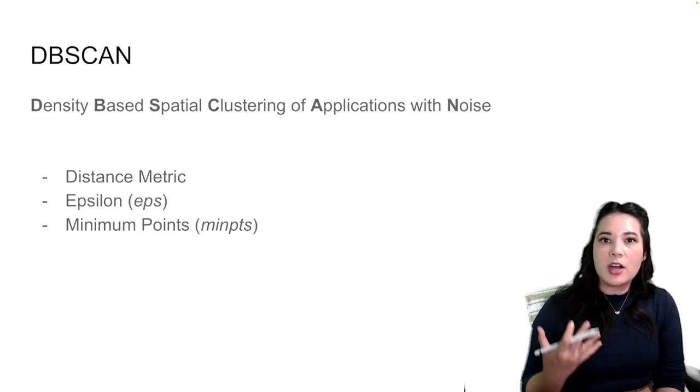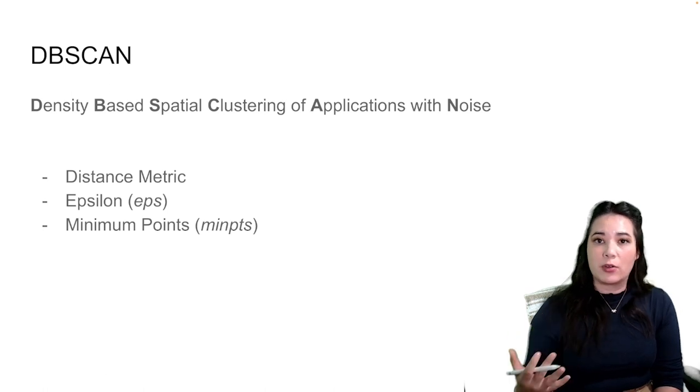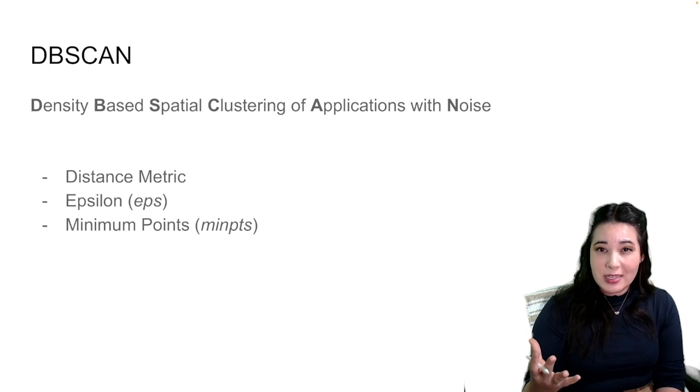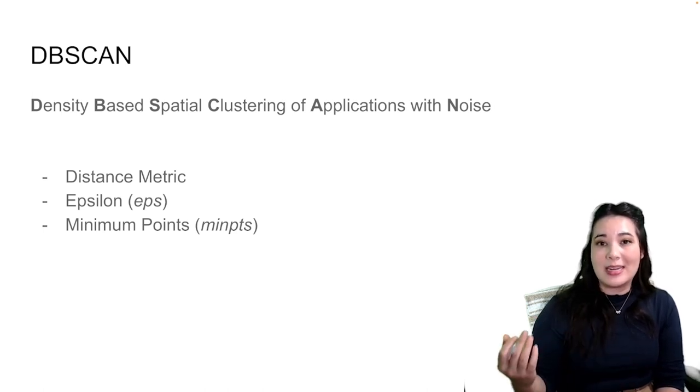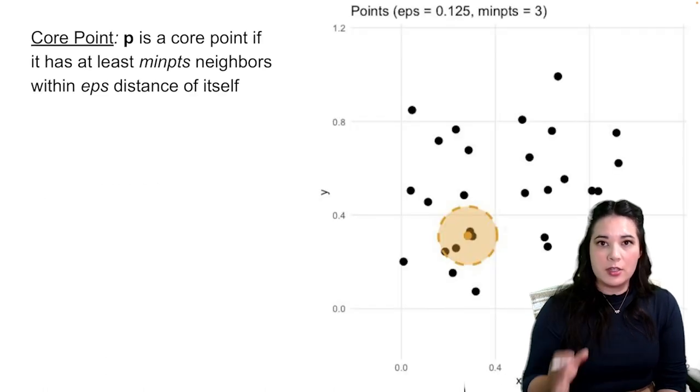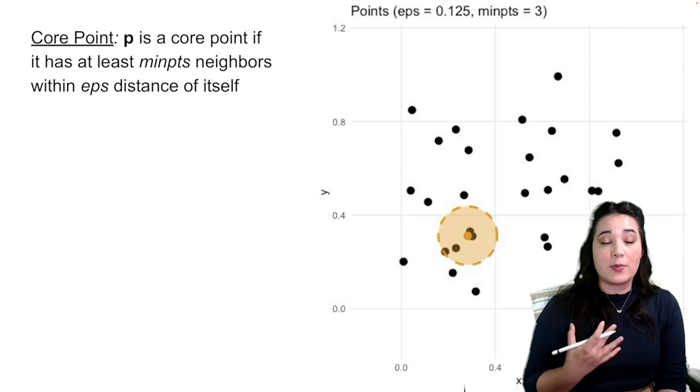All right, so let's talk about the actual DBSCAN algorithm. The two hyperparameters we need to think about are eps, which tells us the size of our neighborhood, and min points or min samples, which tells us how many neighbors a data point needs in order for it to be considered dense. So we have a few definitions that we need to look at.